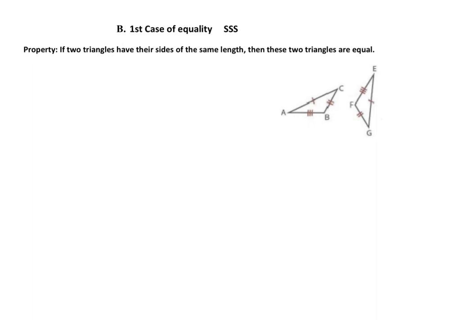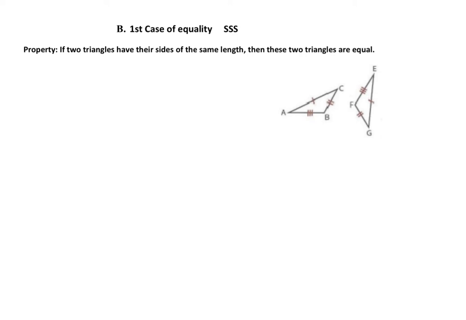To prove equality of triangles, you need to prove one of the three rules, one of the three cases. So the first one is side, side, side. That is, if the three sides match on the two triangles, then the two triangles are equal. Here we can see that AC is the same length as GE, AB is the same length as FE, and BC is the same as FG. Three sides the same on both triangles, so both triangles are said to be equal.